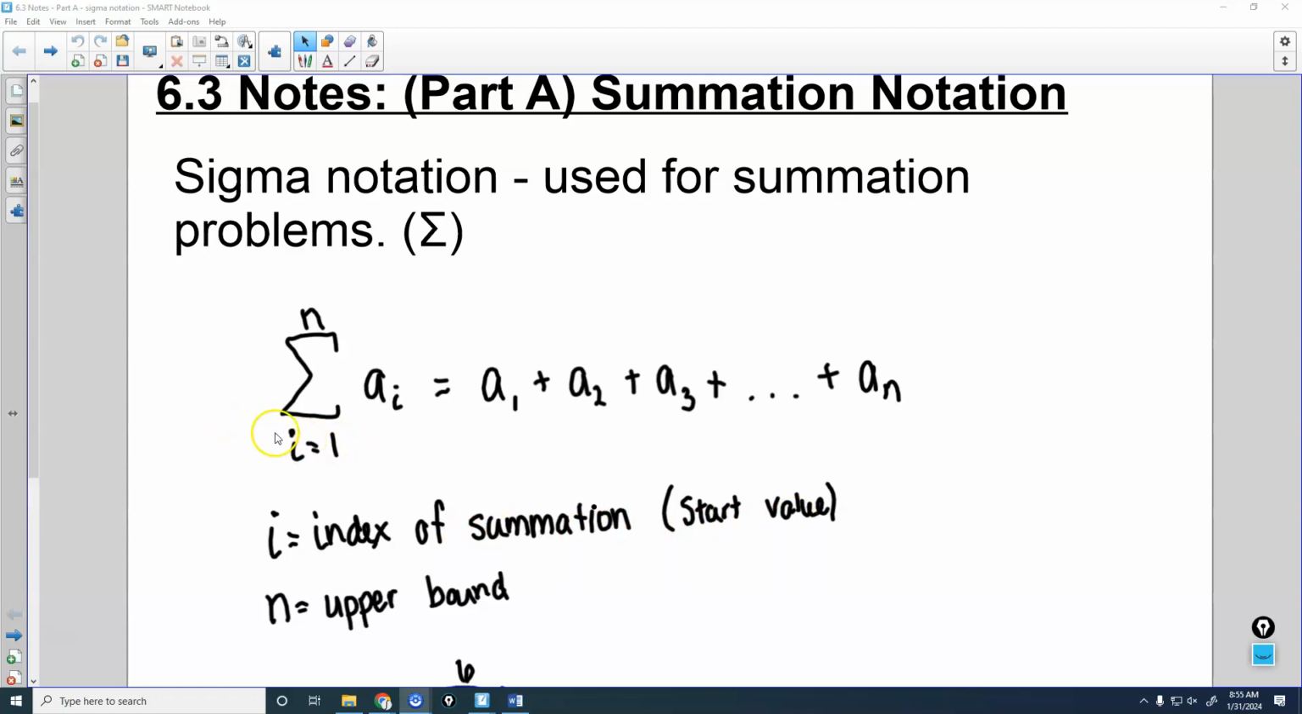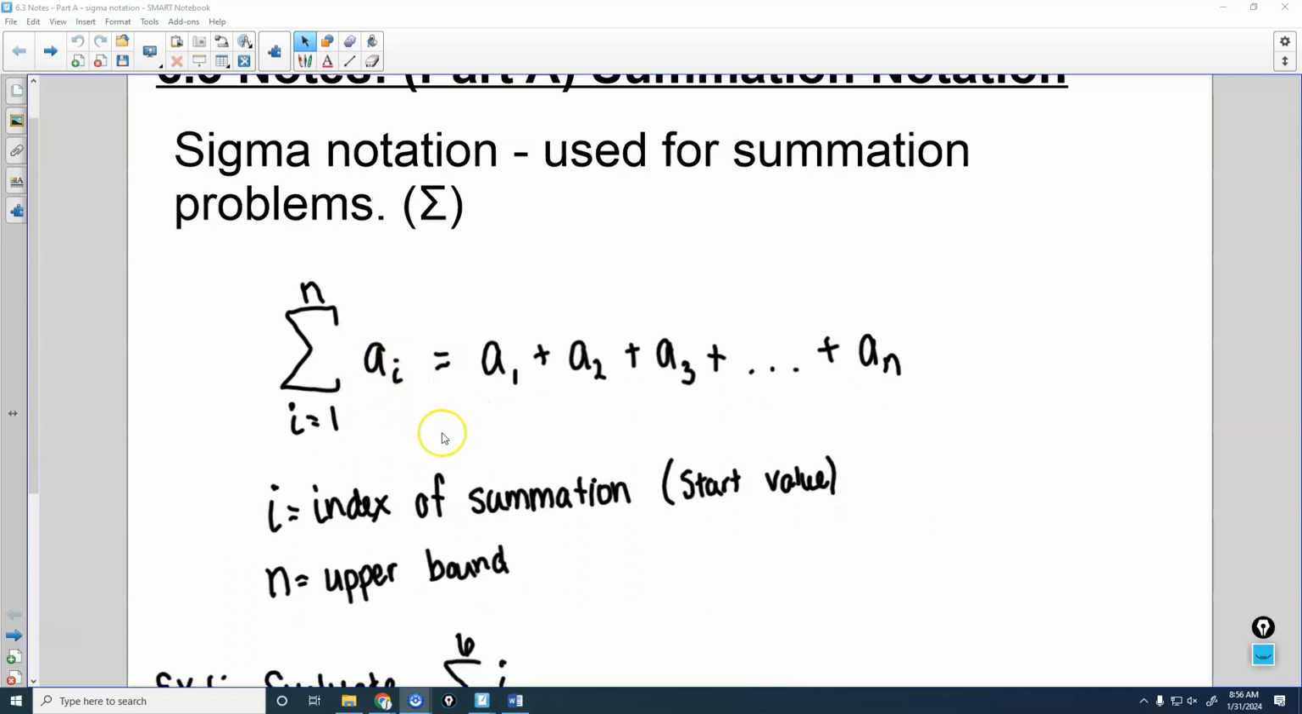Okay? They don't always use I. Sometimes they'll use J's and K's. It could be a different letter besides I right there. Our textbook, or the old textbook, used I a lot. Seems like I see other letters more often these days for that. N, the number on top, is your upper bound. It's the number you're stopping at. And then this A sub I right here could be anything. It could be several different types of expressions there.